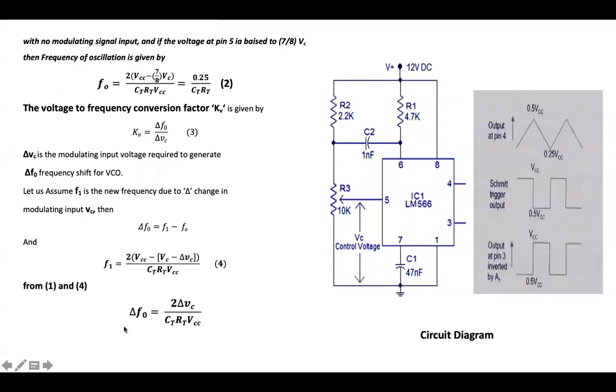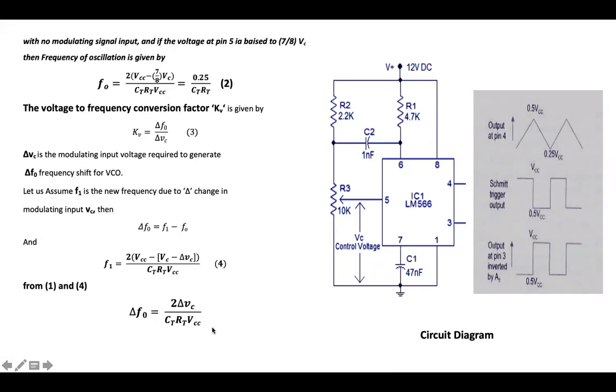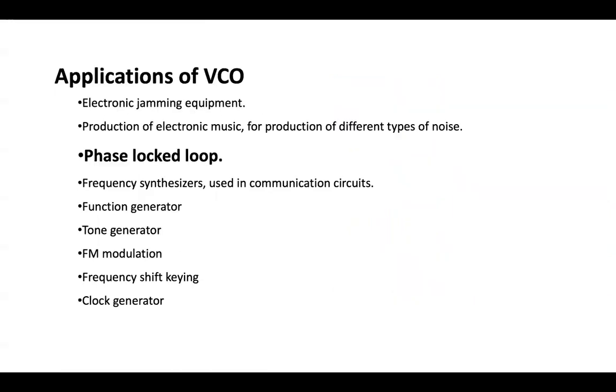If I compare this fourth equation and the first equation, where the first equation is 2 times (VCC minus VC) over CT, then the small change is actually going to be 2 times delta VC. Of course, the denominator is going to be the same. So you can draw this diagram, put the circuit and the main equations, and explain what delta is with respect to voltage and with respect to frequency.